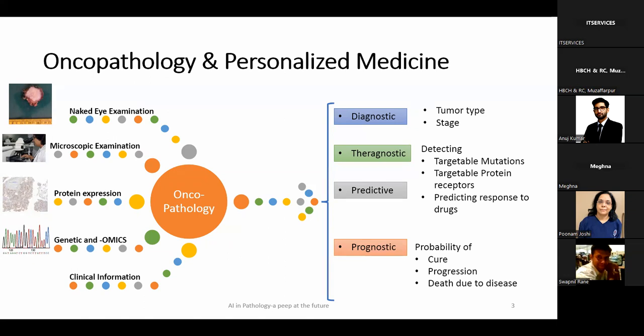All of this is used in multiple ways. As I said, none of the previous methods actually disappear. The newer methods only add some additional value to existing methods. The entire purpose of doing all of this is essentially to do the diagnosis, identify predictive factors and prognostic variables, and try to predict response to therapy, which is probably one of the holy grails of oncology.